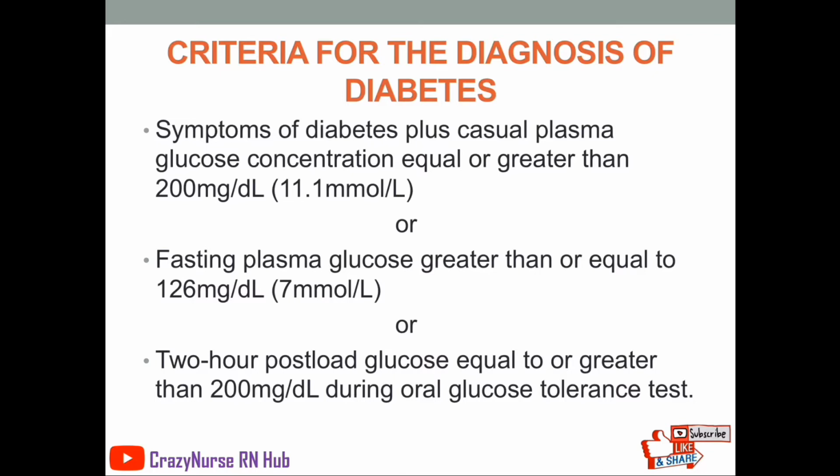The test should be performed as described by the World Health Organization using a glucose load containing the equivalent of 75 grams anhydrous glucose dissolved in water. In the absence of unequivocal hyperglycemia with acute metabolic decompensation, these criteria should be confirmed by repeated testing on a different day. The third measure is not recommended for routine clinical use.